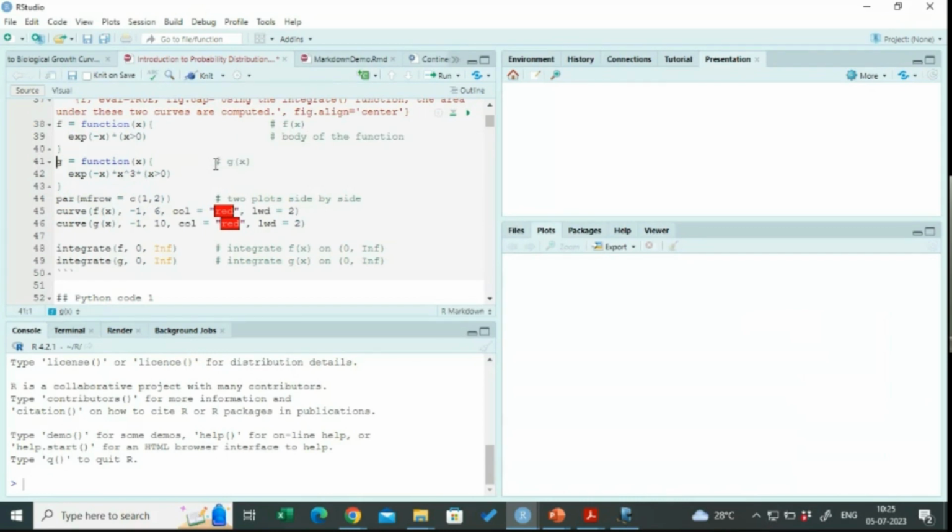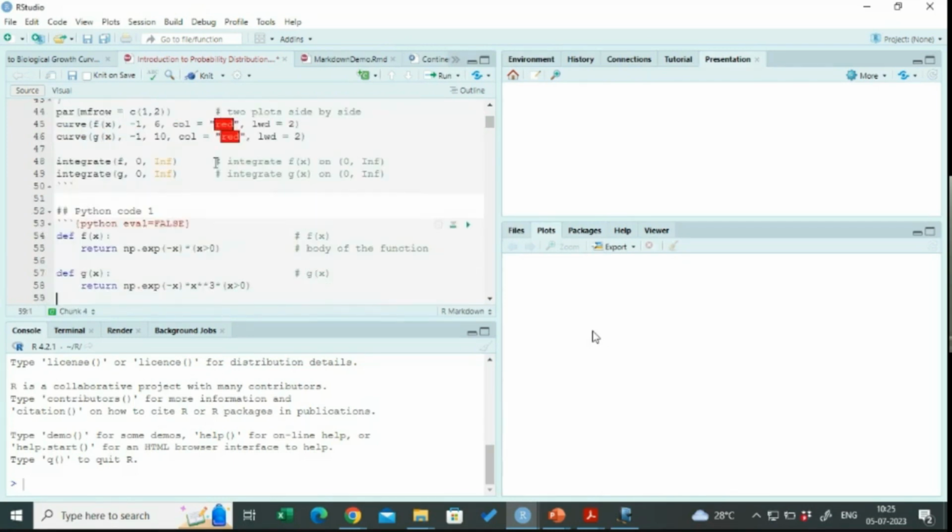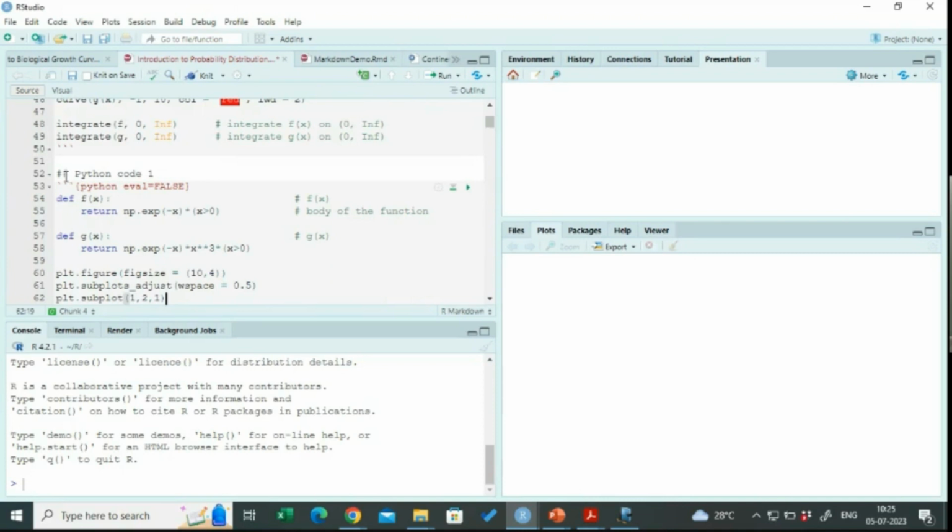right? So this symbol within the R environment, it basically understands it is a comment, for putting a comment. Now in the same file, somebody who is a student who does not know how to do it in R, but he knows Python. So the same code here we have written in Python. To understand that, Python eval equal to false stands for only this code will be visible, the picture will not appear. Only the code will be visible.